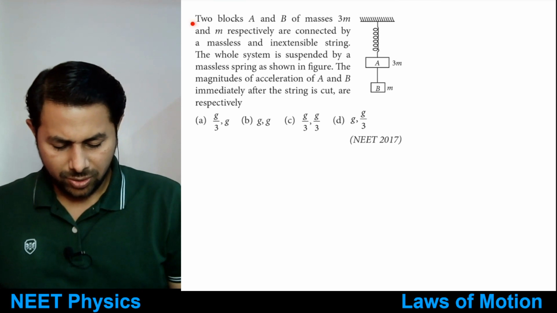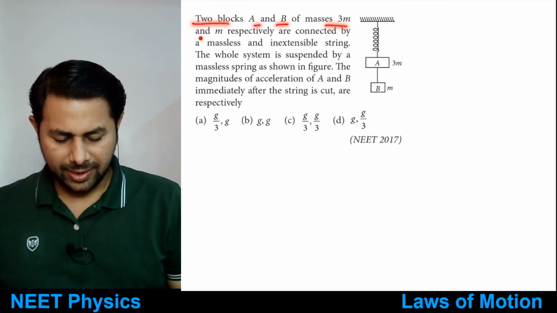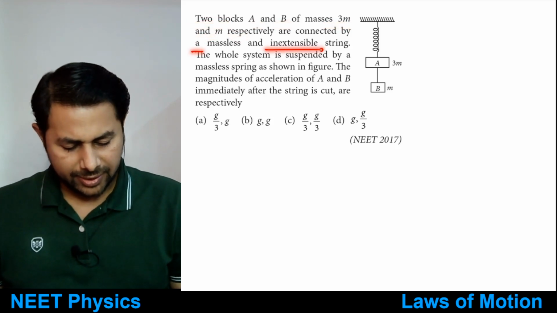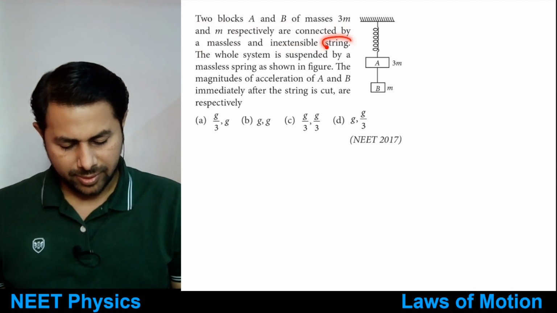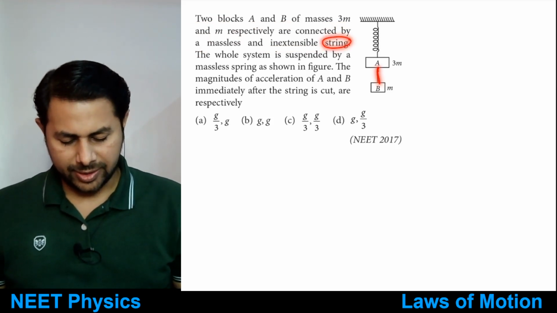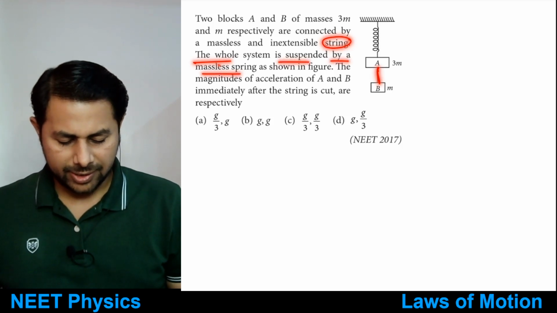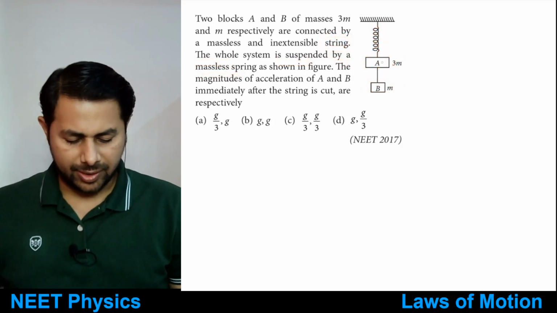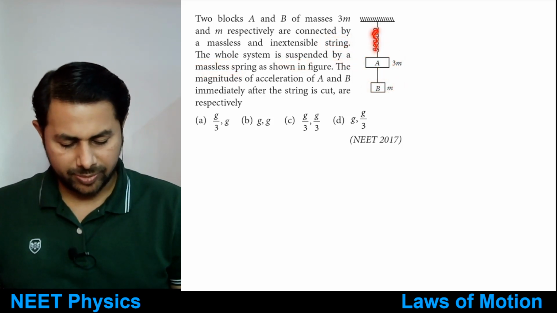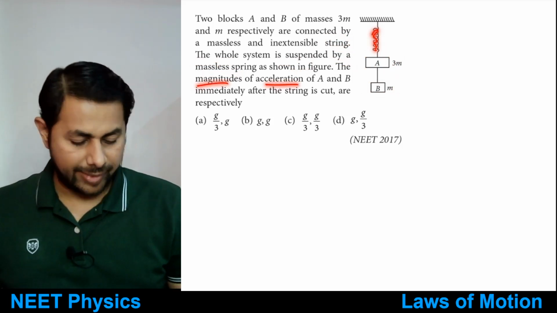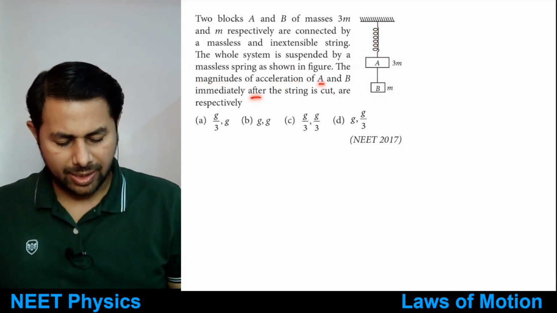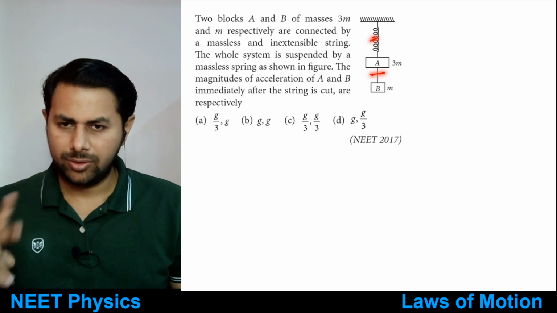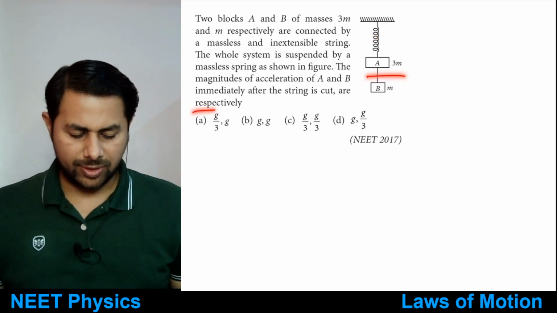Alright, let's see the next one. Two blocks A and B of mass 3m and m respectively are connected by a massless and inextensible string. Two masses are connected with a string. The whole system is suspended by a massless spring as shown. So this whole system means mass A and mass B, connected by means of a spring. The magnitudes of acceleration of A and B immediately after the string is cut, not the spring, you cut the string, are respectively?